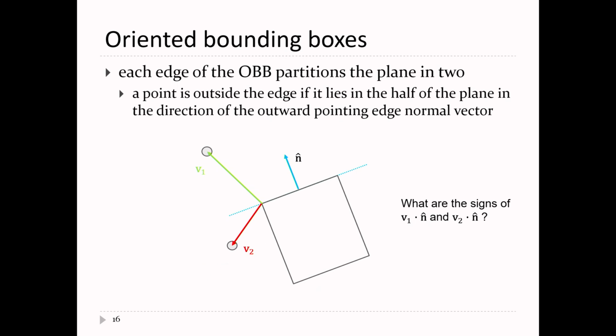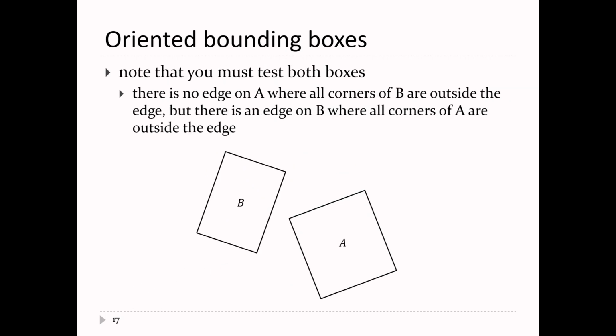It turns out you have to do both. So you also have to look at the second box. So you have to do the same thing with the other box. For here, none of the corners of B are completely on one side of any of the 4 edges of A. So on this edge, this point is on the wrong side. For this edge, that point's on the wrong side. For this edge, all of the points are on the wrong side. And for this edge, all of the points are on the wrong side.